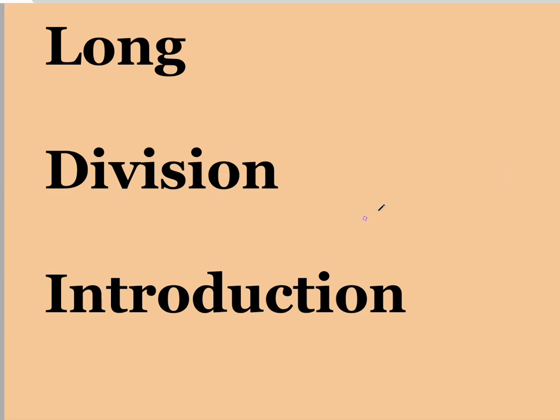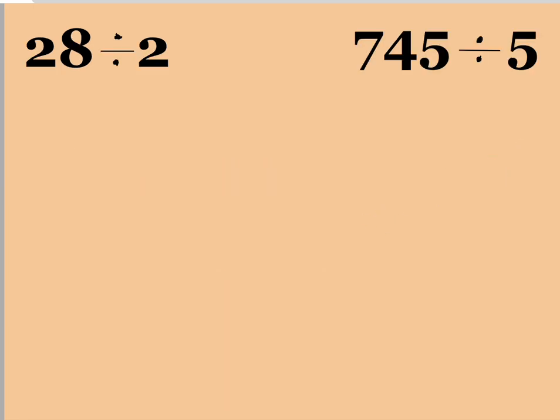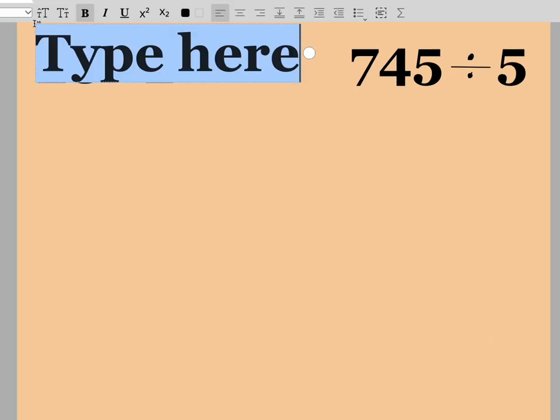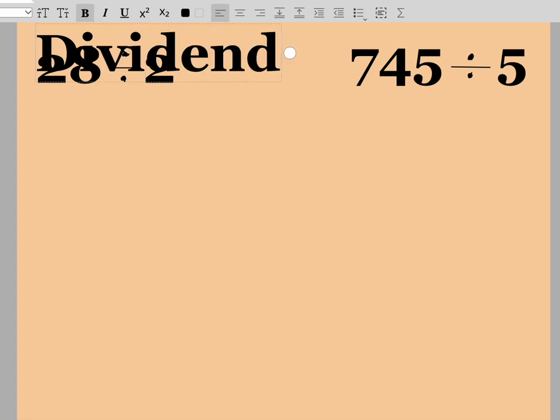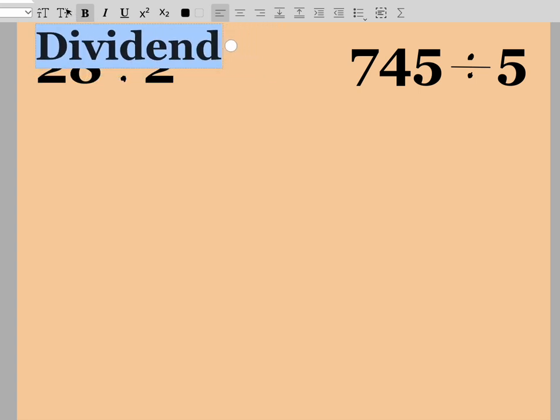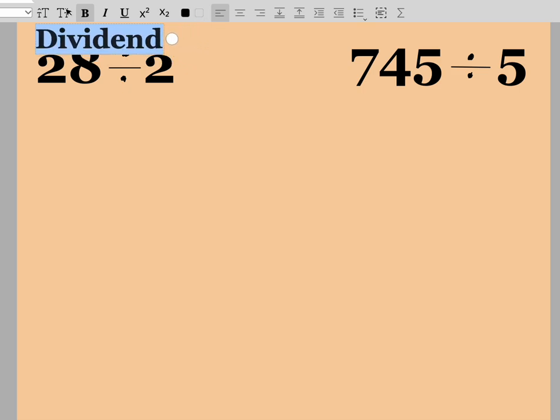Hopefully this is also a good refresher for you based on what you've done in the past and what we're doing in class. So here I've got 28 divided by 2 and 745 divided by 5. First I've got my dividend. The first number that I'm dividing is called my dividend. I'm going to type that in, dividend. And that is way too big. So my 28 is my dividend.